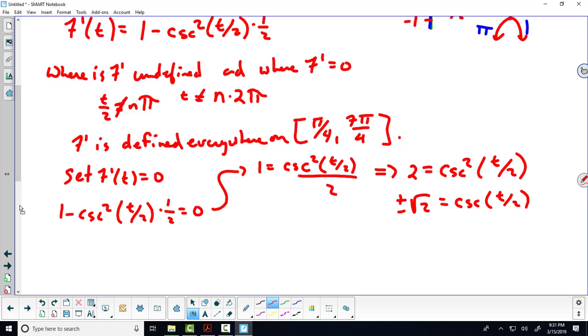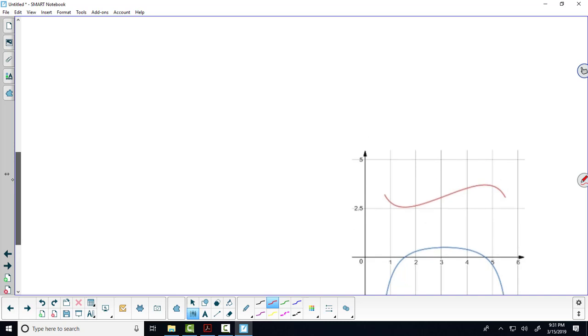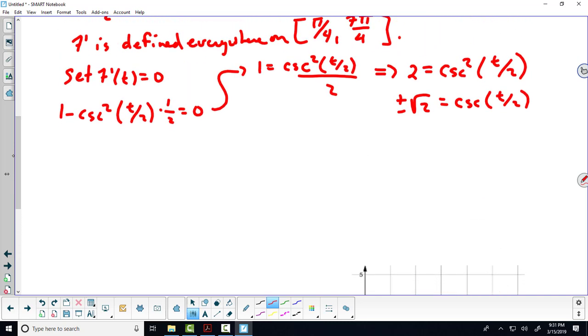Whew. This is a long question for just finding the critical numbers. Okay, well, I have a hard time working with cosecant, so I'd like to convert this to a sine question.